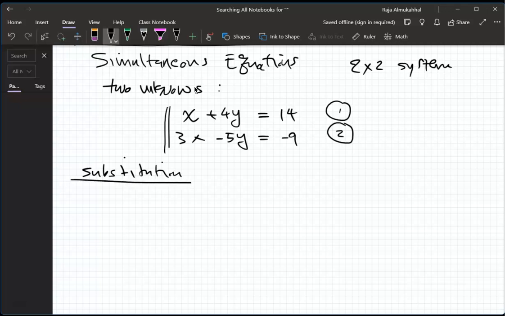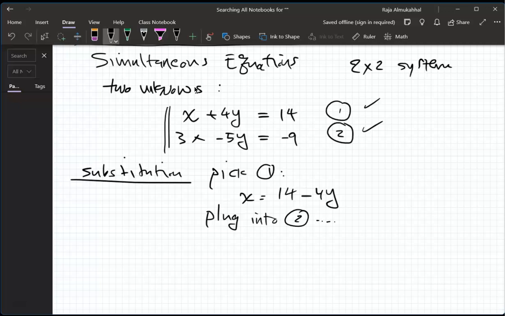So the method of substitution, basically, you pick one of those equations, 1 or 2, and then you solve for one of the variables. So I'm going to pick one, and solve for x, for example. So x in this case becomes 14 minus 4y. You see that? Once I solve for one of them, now I plug this into 2.